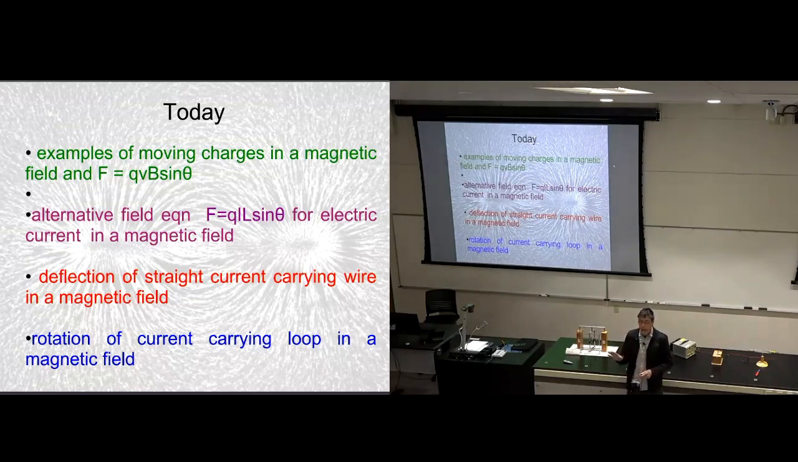Then we'll look at a particular example of the magnetic force on a current carrying wire, a straight wire, via the field equation. And then we'll look at a particular case of the magnetic torque on a current carrying loop. Again, an application of the field equation. So the whole class is about the field equation that we introduced last class. We're going to be talking about the right-hand rule again that we introduced in this class. So it's a lot of problems, a lot of examples in today's class.